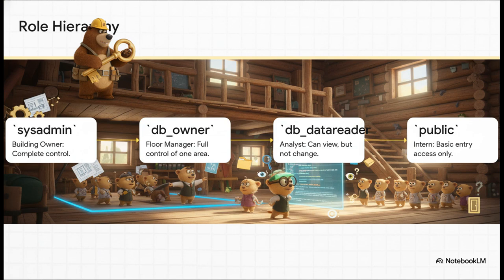At the very top, you've got the sysadmin role. That's the building owner. They have the master key to literally everything. A step down from that, you have DB owner. Think of this as a floor manager. They have full control, but only over their specific department, their database. Then you have roles like DB data reader for, say, an analyst who needs to look at the data but absolutely cannot change it. And way down at the bottom, there's public. That's the basic access pretty much everyone gets. It's like being allowed to stand in the lobby.